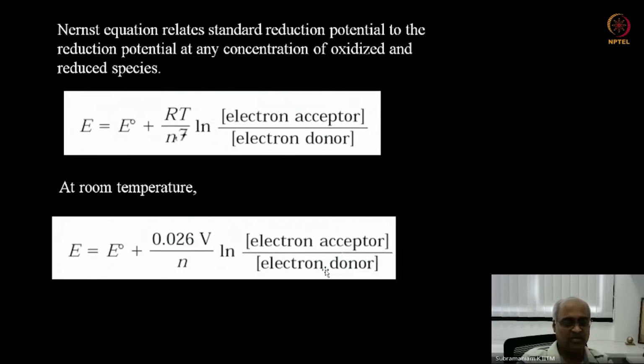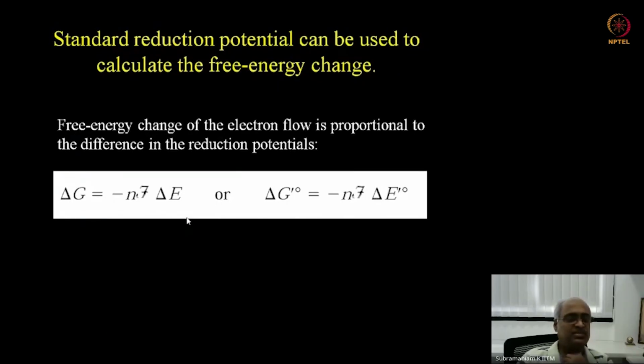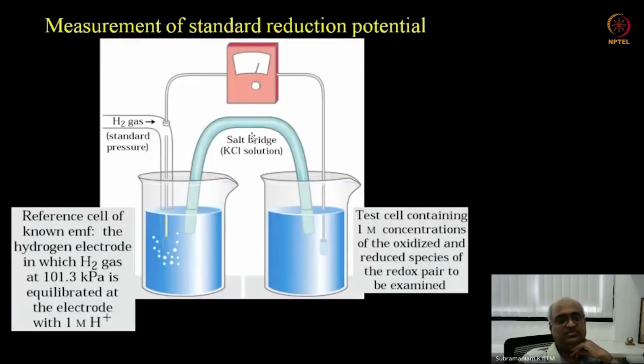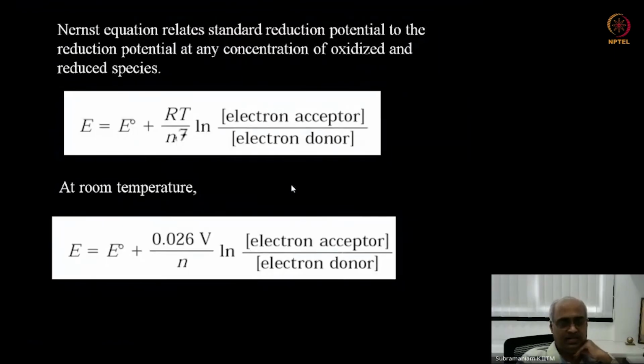Once you have calculated the reduction potential for any concentration, based on this relationship you will get the delta G. The relationship between the reduction potential difference and the delta G is given by this equation: minus the number of electrons times Faraday's constant times the difference in the reduction potential. Here the difference comes from the acceptor and the donor. So if the concentrations are given, using this equation you will be able to calculate the reduction potential for that given concentration for that redox pair.